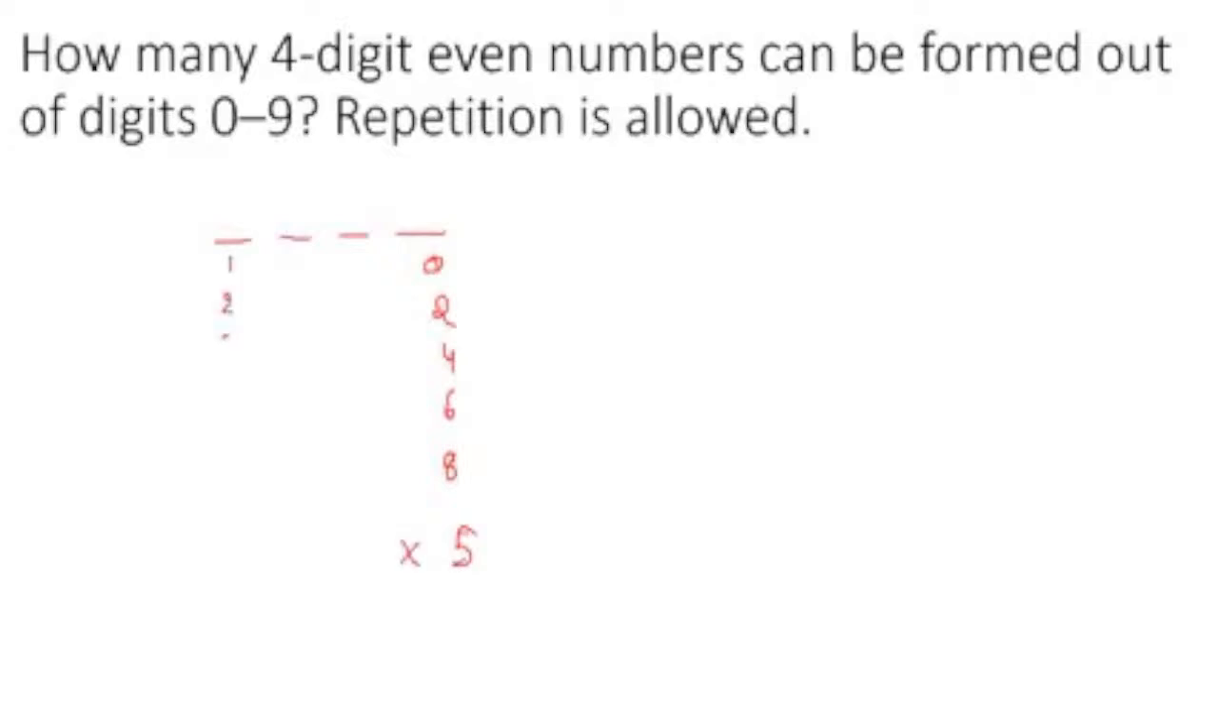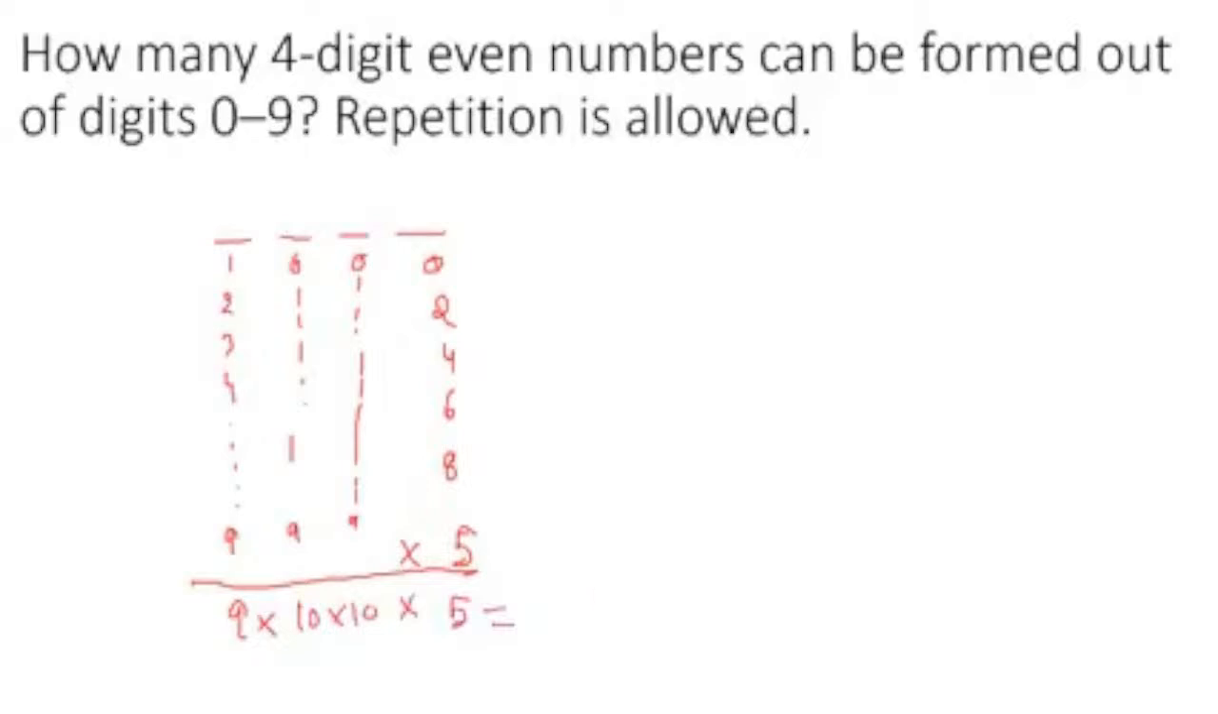What about the other places? I can pick 1 to 9 for the first place. Why 1 to 9 here? 0 will not come here, so 9 chances. Repetition allowed means I can use 0 to 9 for the middle places. So the answer will be 9 into 10 into 10 into 5, which is 4500.